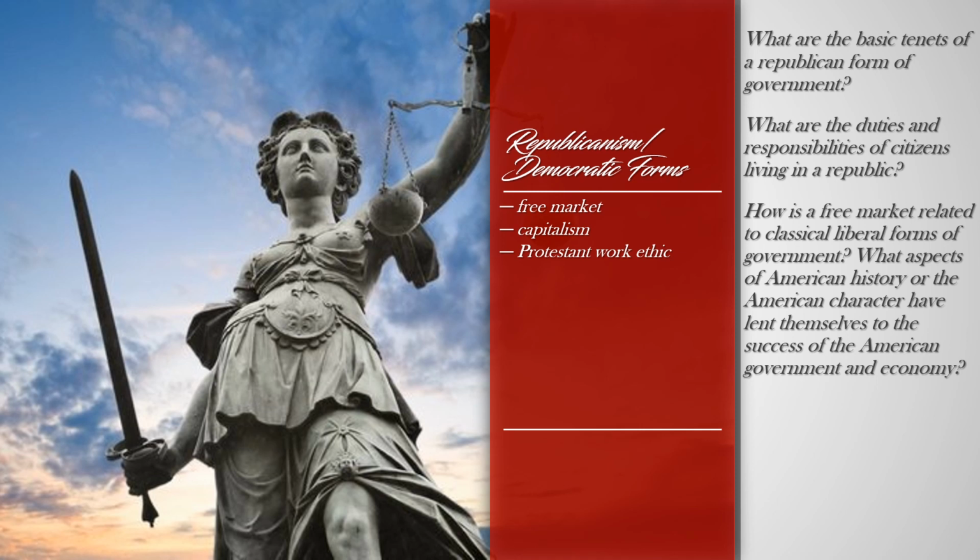Then, how is a free market related to classical liberal forms of government? What aspects of American history or the American character have lent themselves to the success of the American government economy? The United States form of government, the Republican form of government, goes hand in hand with its economic system of capitalism. The idea that we are free, not just in our ability to travel or to speak, but also to gain wealth, to transfer wealth, to go out and acquire property. All of those things are part and parcel of our system.